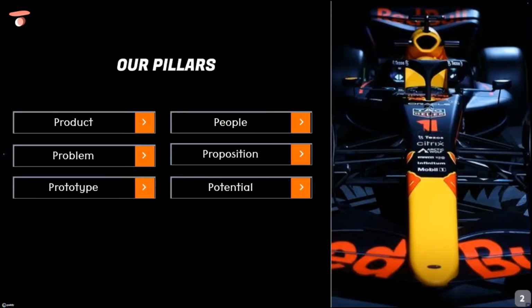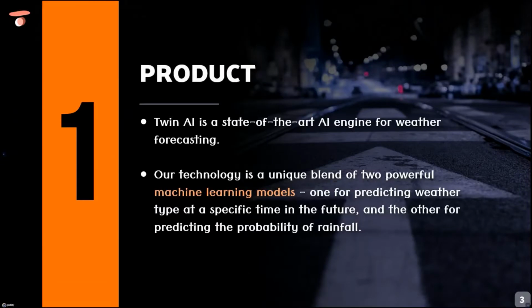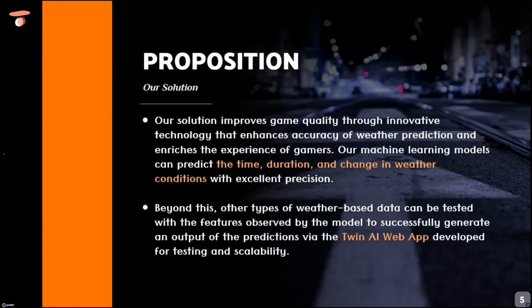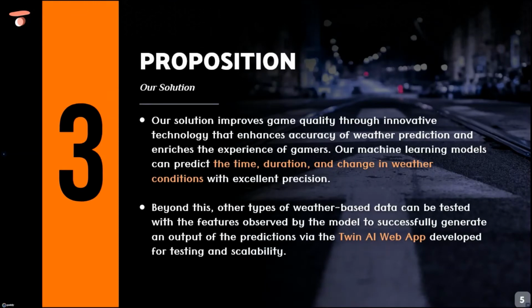These are our pillars. Our product Twin AI is a unique blend of two powerful machine learning models, one for predicting weather type at a specific time in future and the other for predicting the probability of rainfall. The problem we aim to solve is improving overall performance in the game, which is hampered by unexpected weather conditions and inaccurate weather predictions. Our solution improves game quality by building machine learning models which can successfully predict the time, duration, and changing weather conditions with excellent precision.